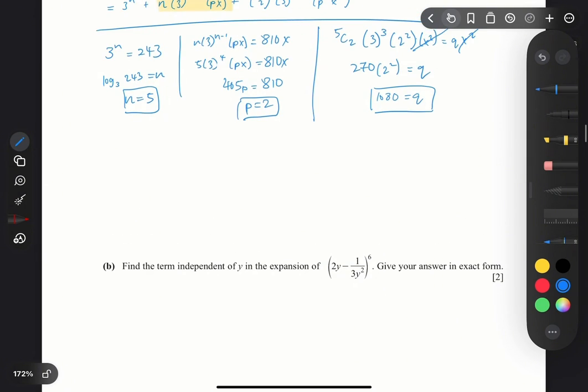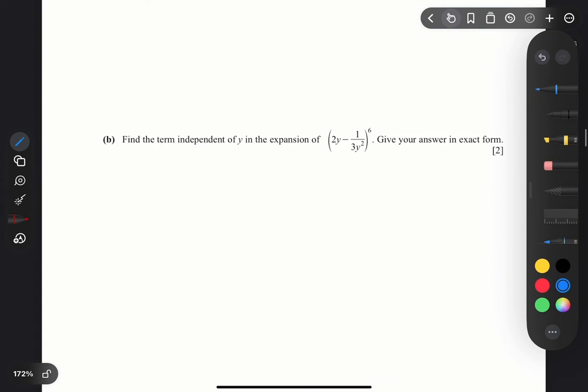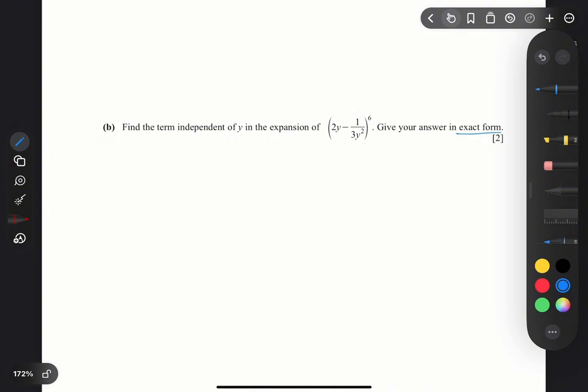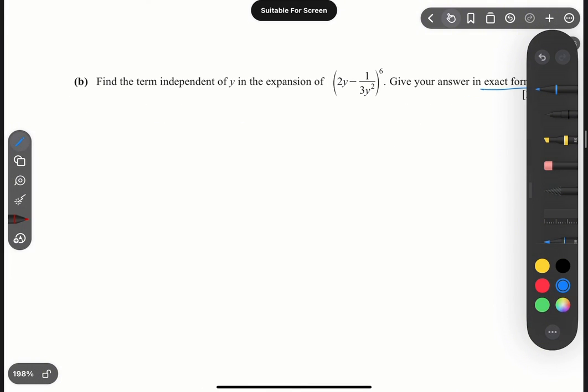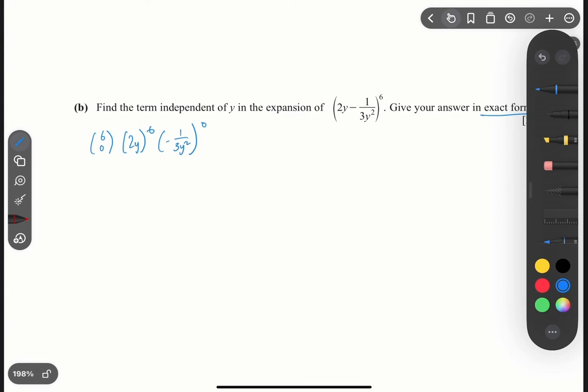Find the term independent of y in the expansion. Give your answer in exact form. So you can just key into the equation as well. But then from this part of the equation, you can tell that when you expand, you will actually get y to the power of 6, and you won't be able to get the term independent of y.